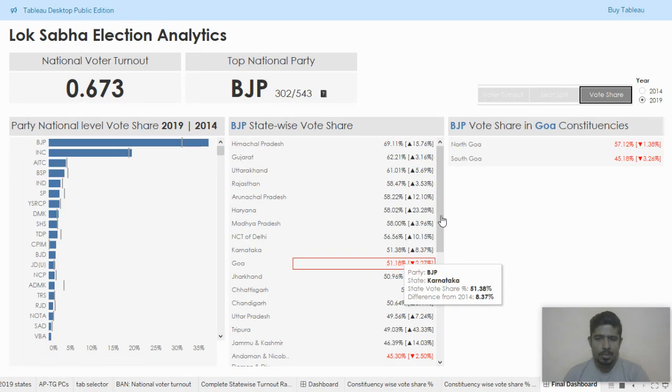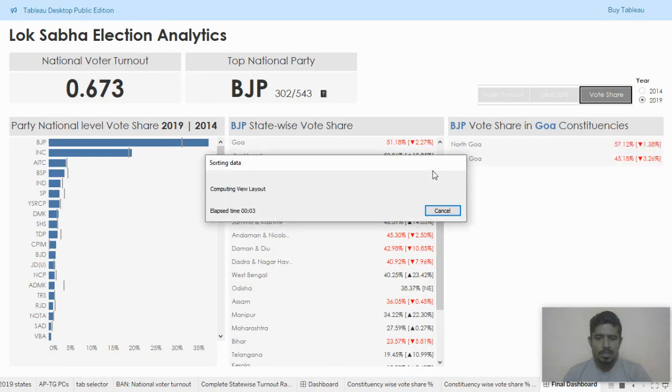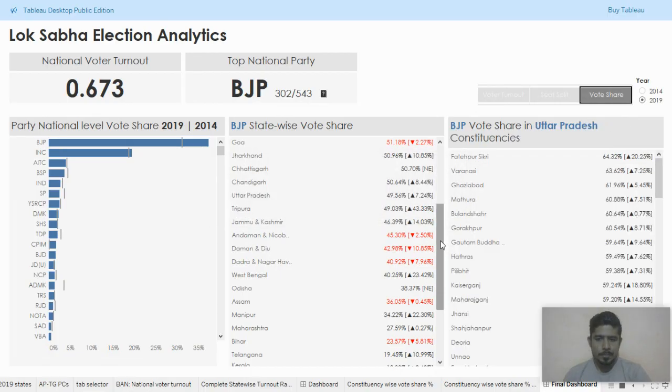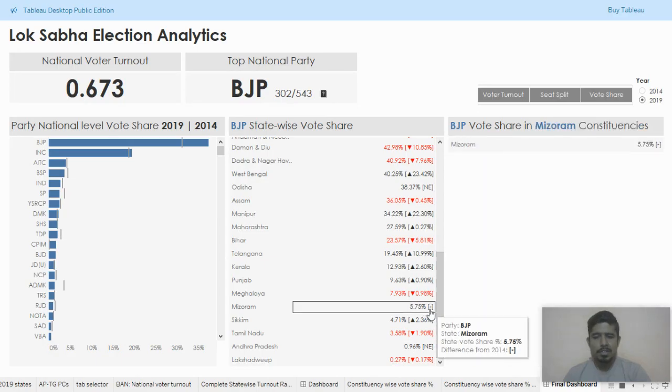If I scroll down, I'm able to see here NE, as these states were non-existent in 2014 Lok Sabha election. And in this particular state, Mizoram, I am able to see a dash. This is because BJP did not participate in 2014 Lok Sabha election in Mizoram. That is why it is showing blank value.